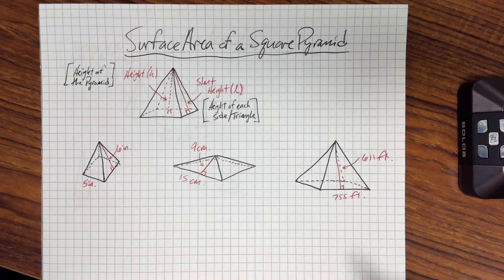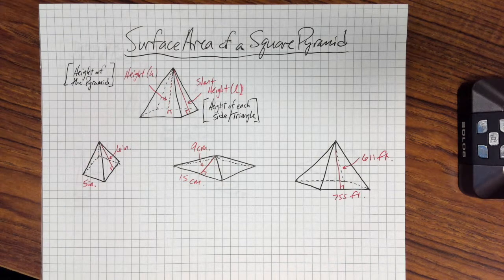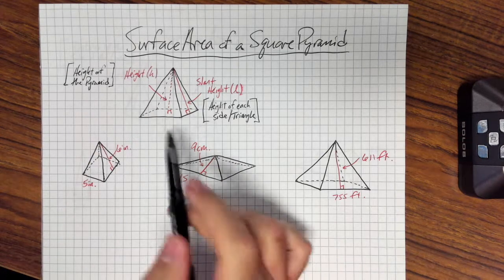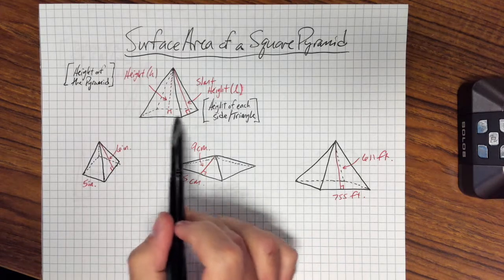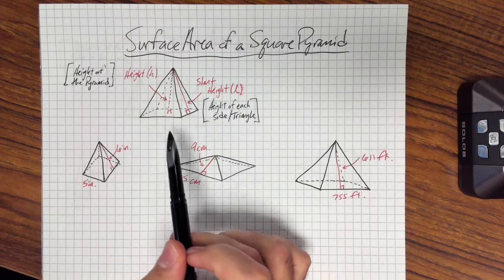Okay, now we're going to take a look at how to find the surface area of a square pyramid. First of all, with a square pyramid, the one key thing you always need to keep in mind is that the base of the pyramid is always going to be a square. So that's why it's called a square pyramid.